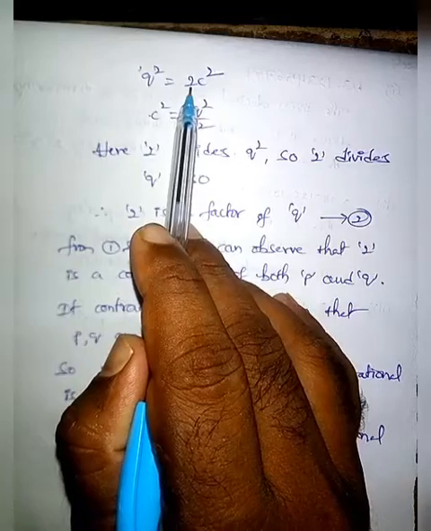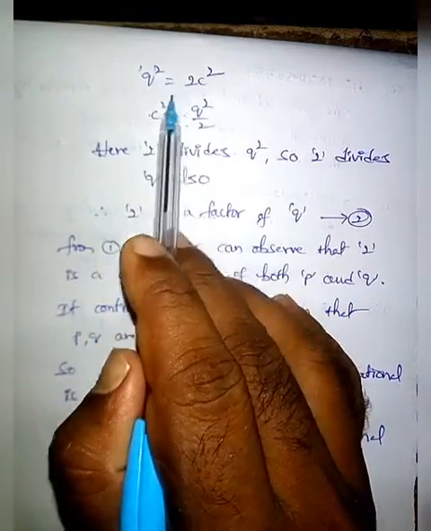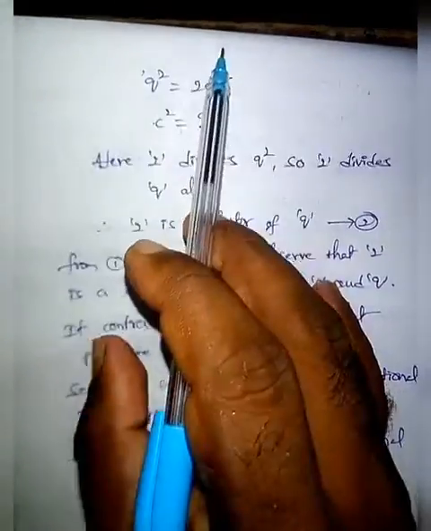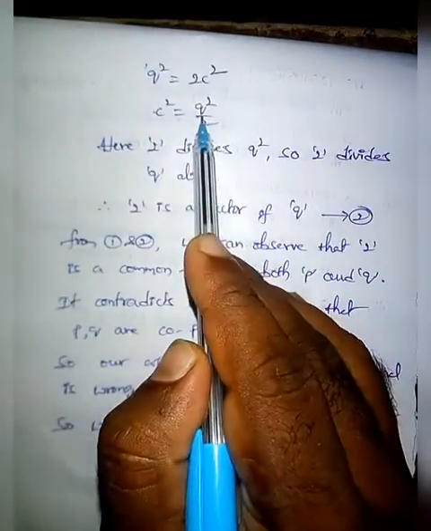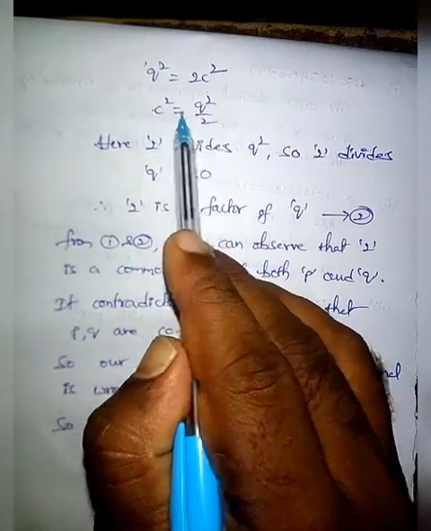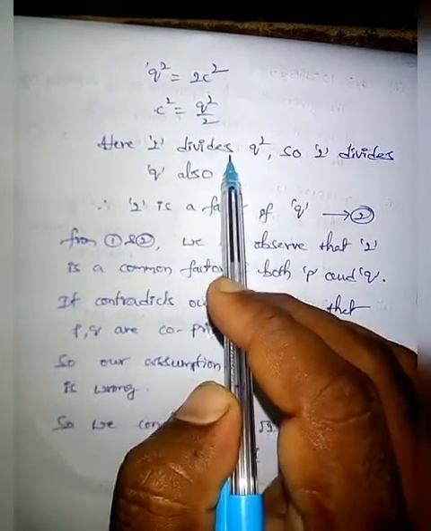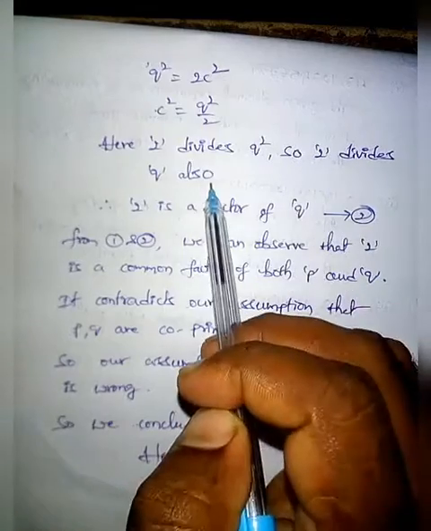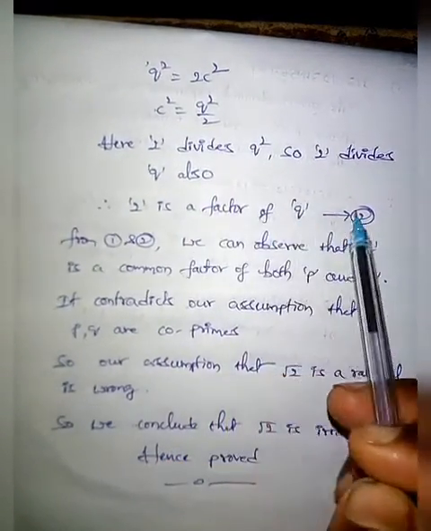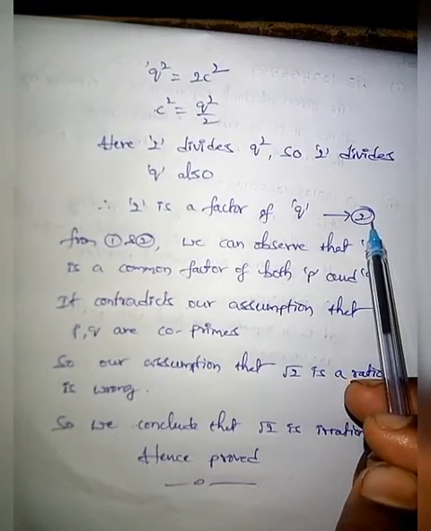Now transpose the 2 from RHS to LHS, then it will be c square equal to q square by 2. Here also, if q square is divided by 2, the result will be c square. That means 2 divides q square, so it divides q also. Hence 2 is a factor of q. Name this equation as equation 2.